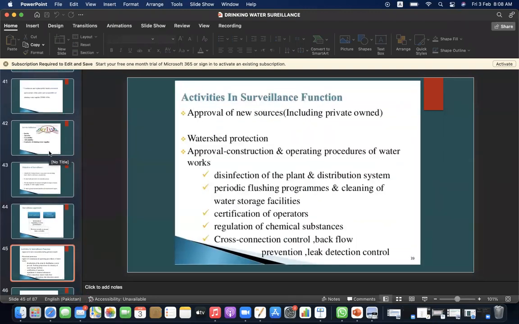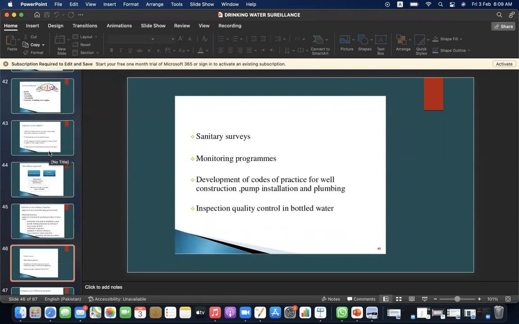Activities in surveillance function: approval of new sources, including private-owned, watershed protection, approval, construction, and operating procedures of waterworks, disinfection of the plant and distribution system, periodic flushing programs and cleaning of water storage facilities, certification of operators, regulation of chemical substances, cross-connection control, backflow prevention, leak detection control. Sanitary surveys, monitoring programs, development of codes of practice for well construction, pump installation, and plumbing inspection, quality control in bottled waters.